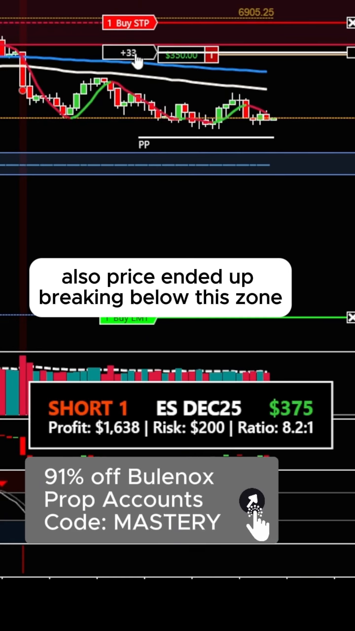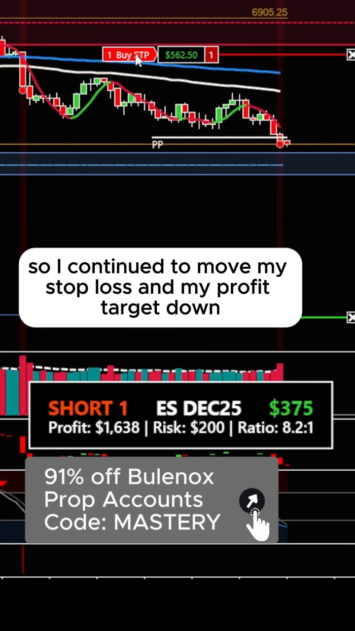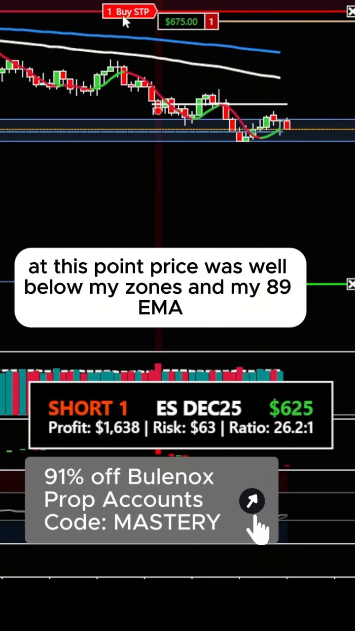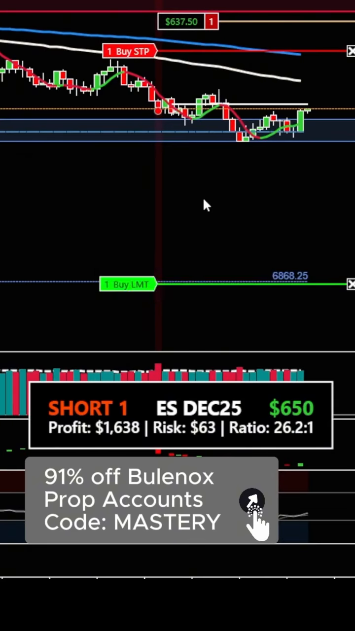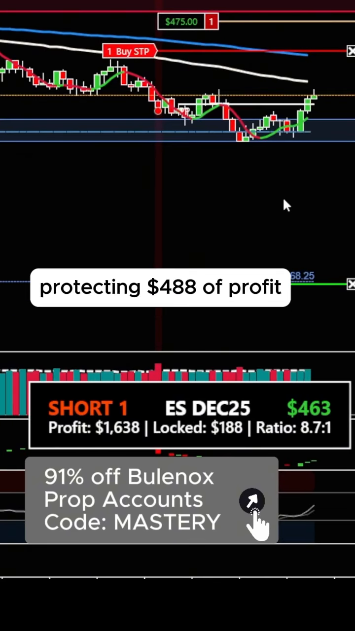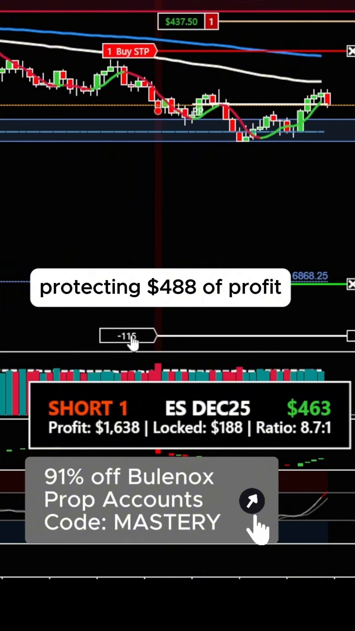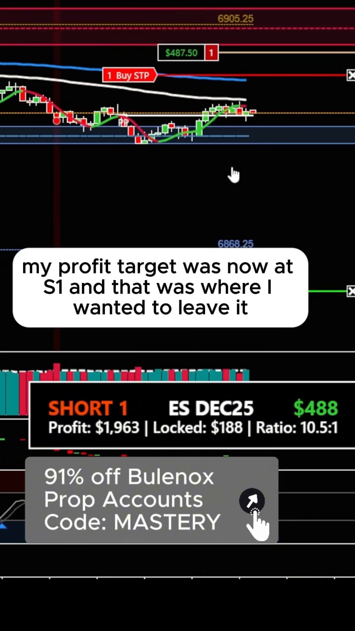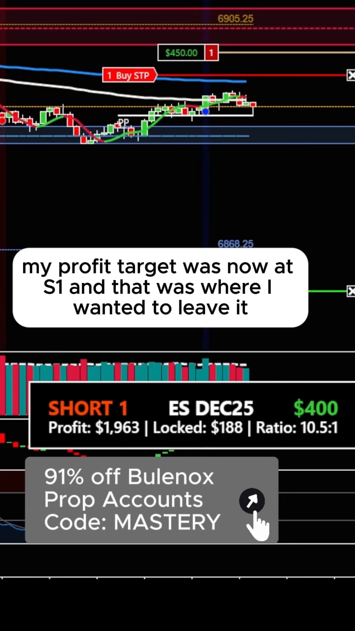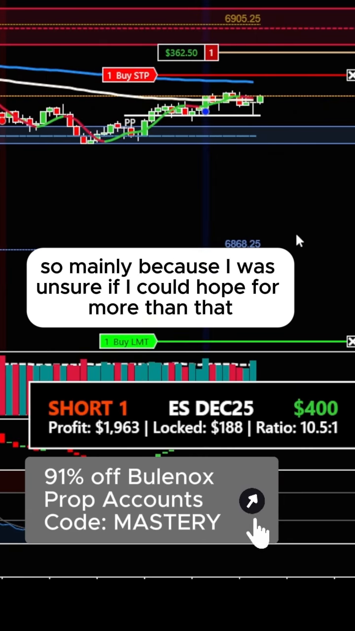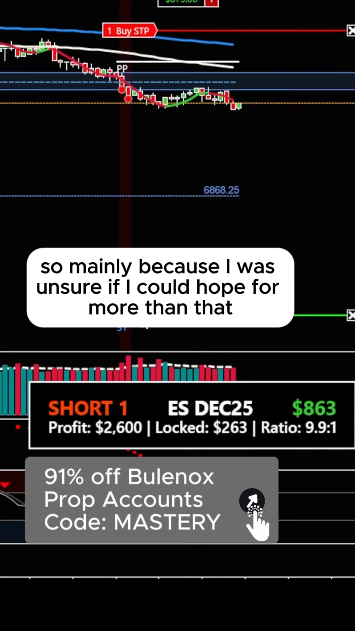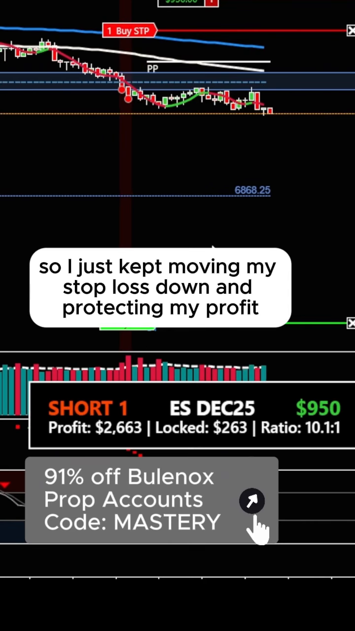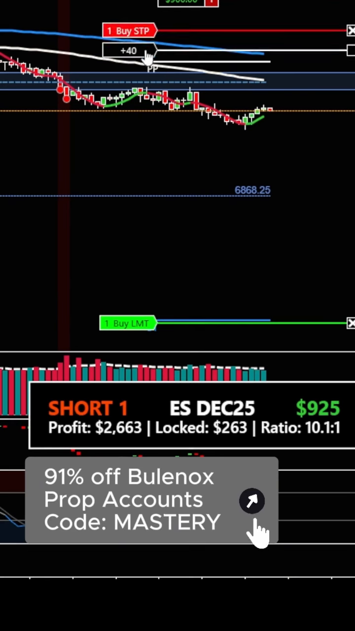Price ended up breaking below this zone, so I continued to move my stop loss and my profit target down. At this point, price was well below my zones and my 89 EMA, so I moved my stop loss down, protecting $488 of profit. My profit target was now at S1, and that was where I wanted to leave it, mainly because I was unsure if I could hope for more than that. Price continued bearish, so I just kept moving my stop loss down and protecting my profit.